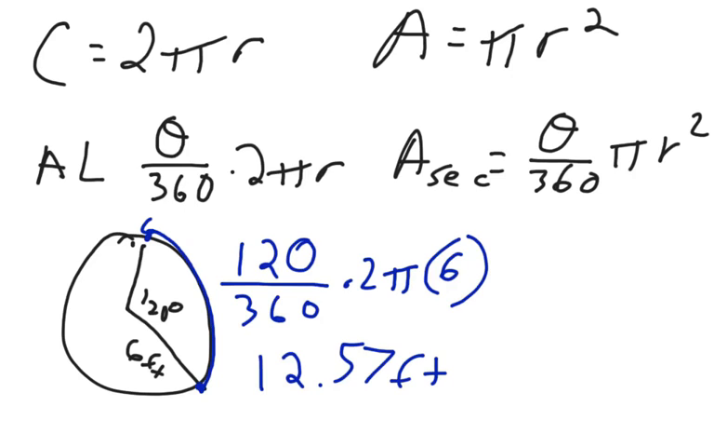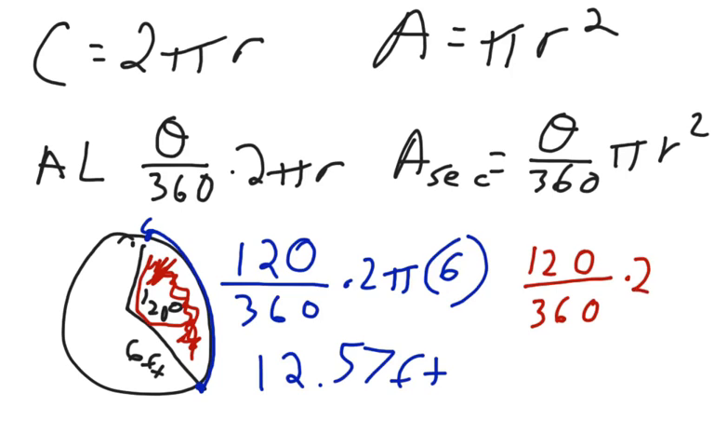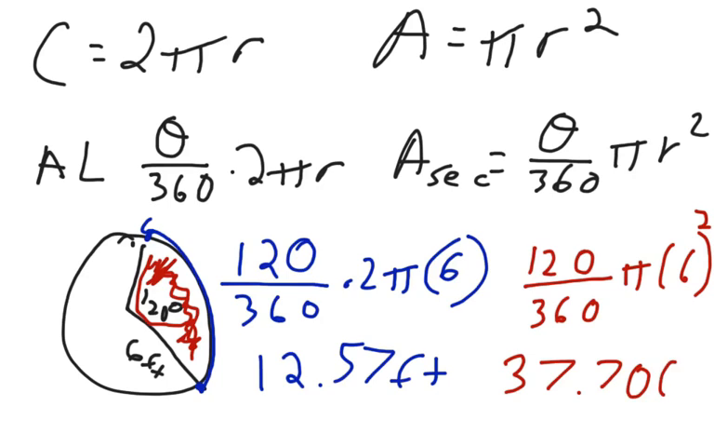Now, if I was doing the same problem, except I wanted the area of the sector, the inside, I'm going to do 120, the degree measure, divided by 360 times pi times 6 squared. And so the area of the section in red is 37.70 square feet. And that is how we find the arc length or area of a sector if we're working with degrees.